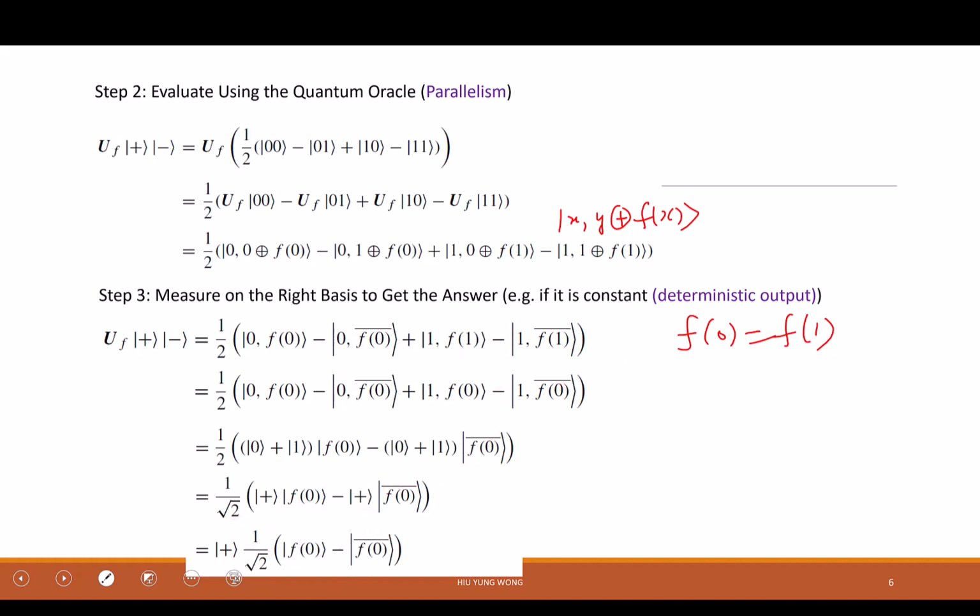You see, eventually it becomes an unentangled state with the most significant bit in the plus state and the least significant bit in this state. Now, if I do a measurement and I find that the most significant bit is plus, then I know that this must be a constant function. I did not show you here. If I get minus, then this is a balanced function. Don't think too hard. I have not gone through the math yet. I just try to let you know what the Deutsch algorithm is and how they came up with this, right?